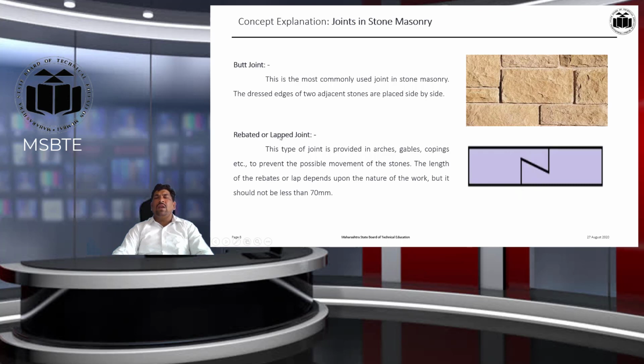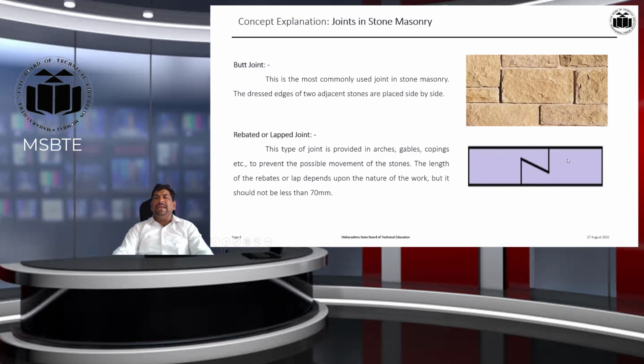Then the riveted or lapped joint. This type of joint is provided in arches, gables, copings, etc. to prevent the possible movement of the stones. The length of the rivets or lap depends on the nature of the work, but it should not be less than 70 mm. So you can observe the joint in this figure.